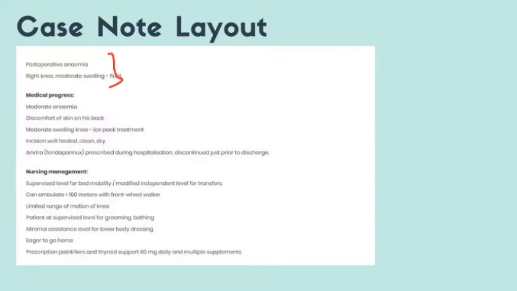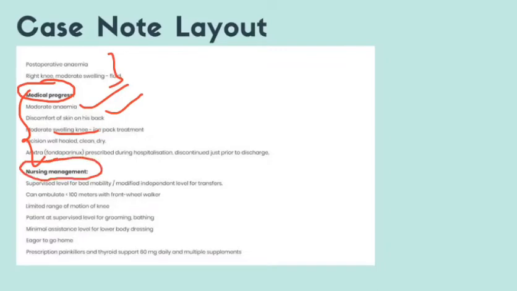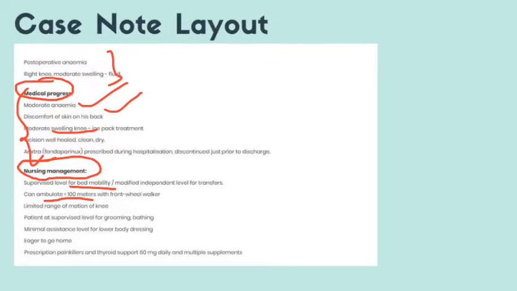Now, what has been the progress of the patient? That is also provided. So anemia has been there, discomfort was there, swelling came. Such details are also provided. Then what else is provided? The nursing management, what all care was given to the patient at the hospital: supervised for bed mobility, ambulation, assistance in ambulation, patient supervised for grooming. They observed that the patient is eager to go home. The painkillers were provided. These were the procedures, the further care the patient was provided.